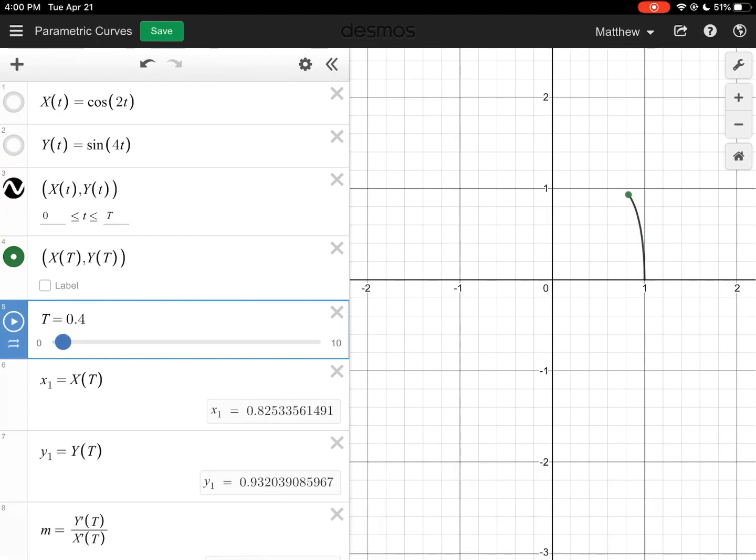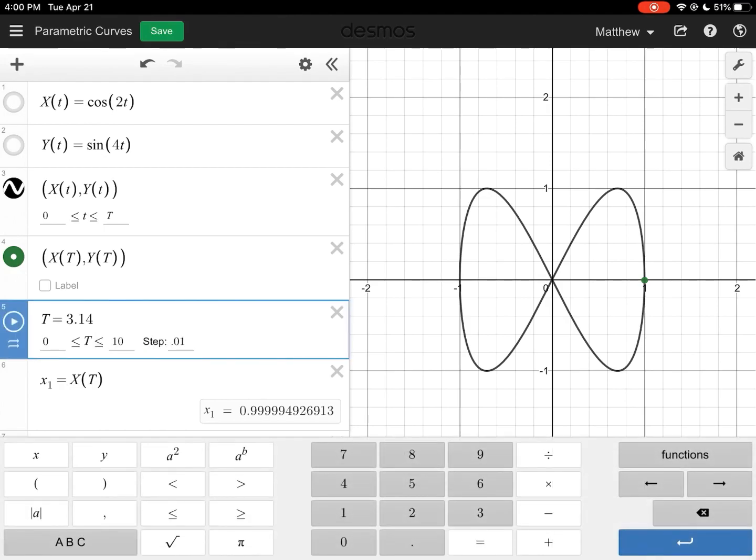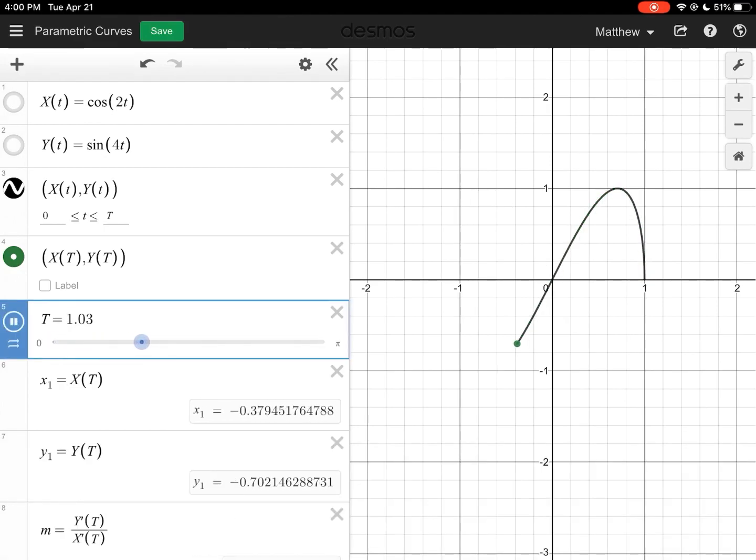At time 0 it started there, and it draws itself by the time you get to right here again. So somewhere when t is around, probably pi is my guess. Let's go ahead and put pi as an upper limit and play this. From 0 to pi is when it completes itself. Let's pause this and park that at pi.